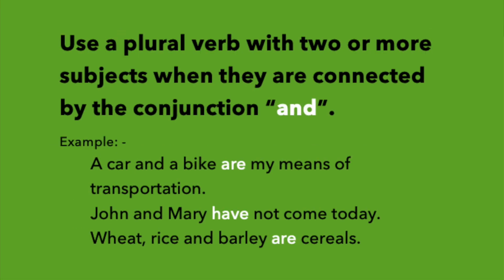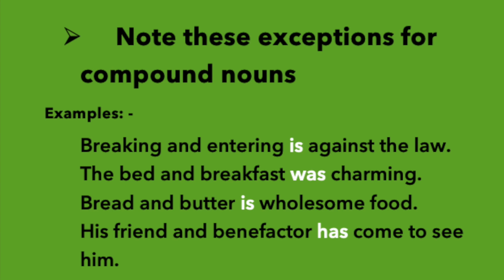As a general rule, use a plural verb with two or more subjects when they are connected by the conjunction and. For example, a car and a bike are my means of transportation. John and Mary have not come today. Wheat, rice, and barley are cereals. In these sentences, we use plural verbs are and have, but note these exceptions.